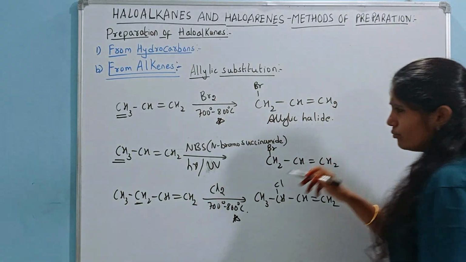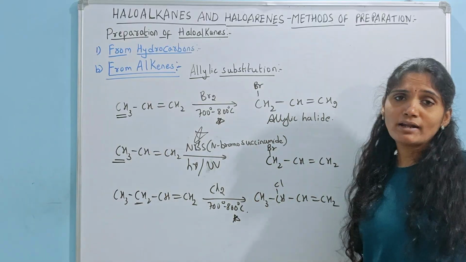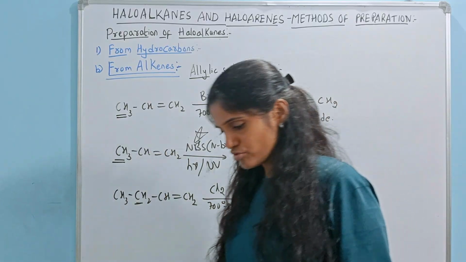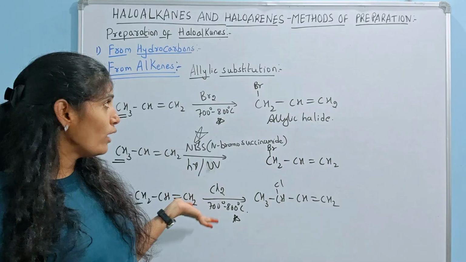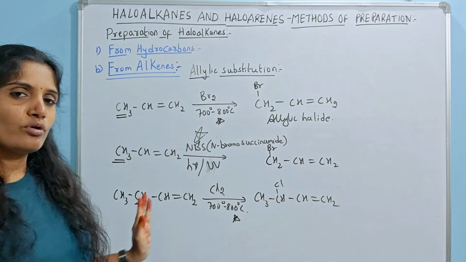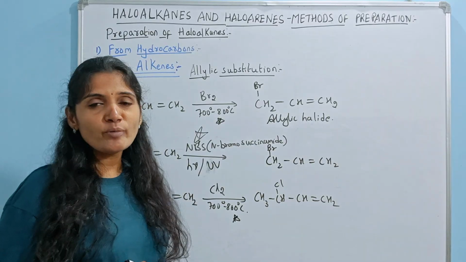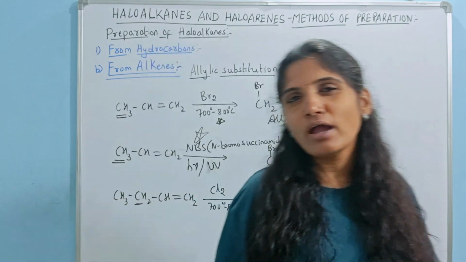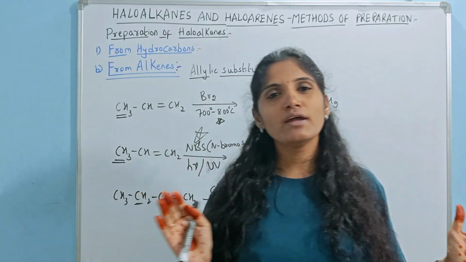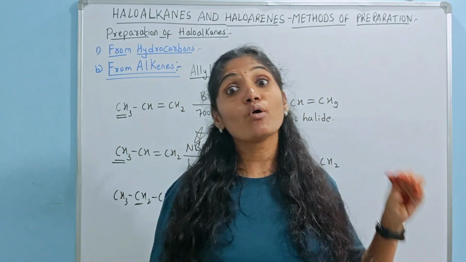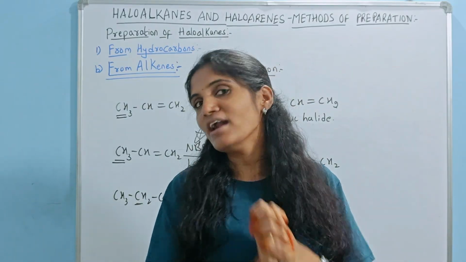NBS is asked many times in the examination, so it's better you have an idea of allylic substitution, because they can ask allylic substitution. As usual, addition of HX is very important. Addition of halogens and allylic substitution also you should have an idea, because you never know from which part they ask questions. So this is all about the preparation of haloalkanes from alkenes by halogenation, by hydrohalogenation, and by allylic substitution. I taught everything in detail, and I tried to cover all the important points needed for the examination, including the hydride shift and methyl shift.